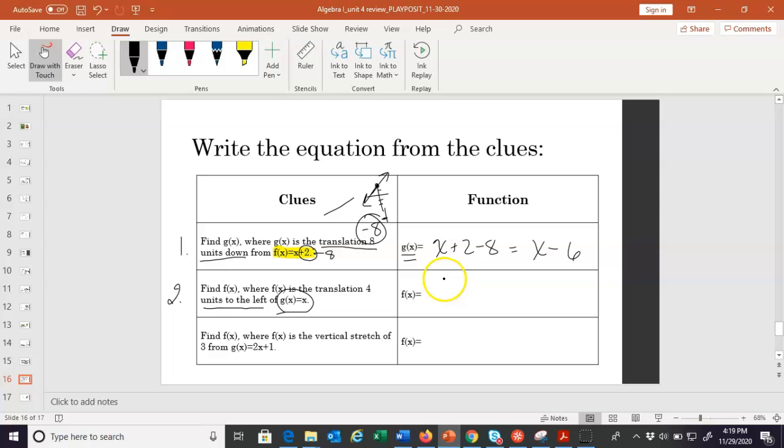So remember, that's going to be inside the parentheses. I have x here. Here's the x that I have. And we're going to move that x 4 units to the left. So we know there's a 4, and it's going to be a plus because we do opposite, right? It says left, so we want a plus here.